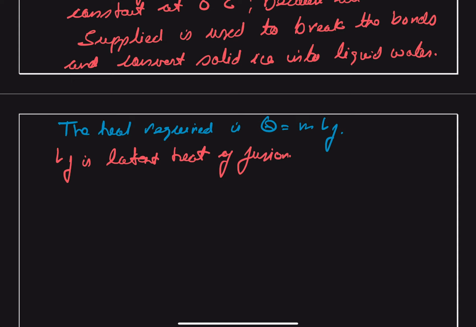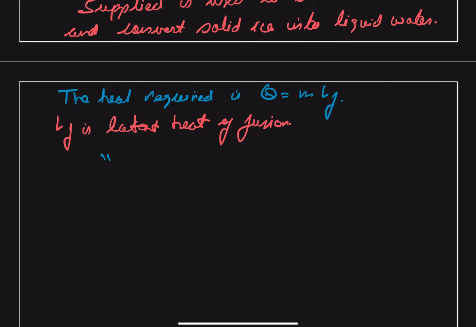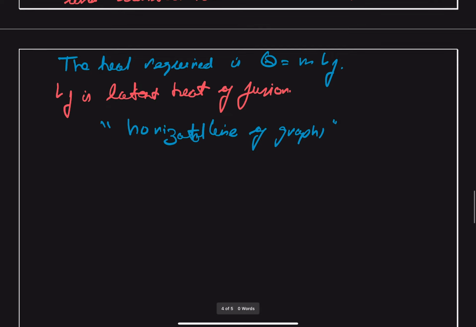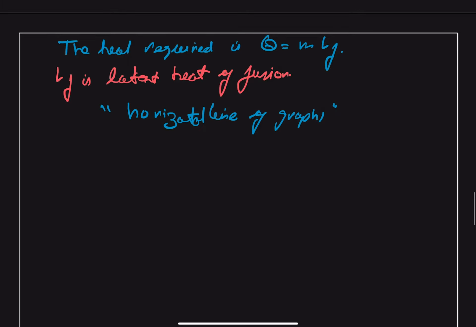And under this condition, we have a horizontal line of graph, because the temperature is constant. Next is from 0 to 100 degrees centigrade.